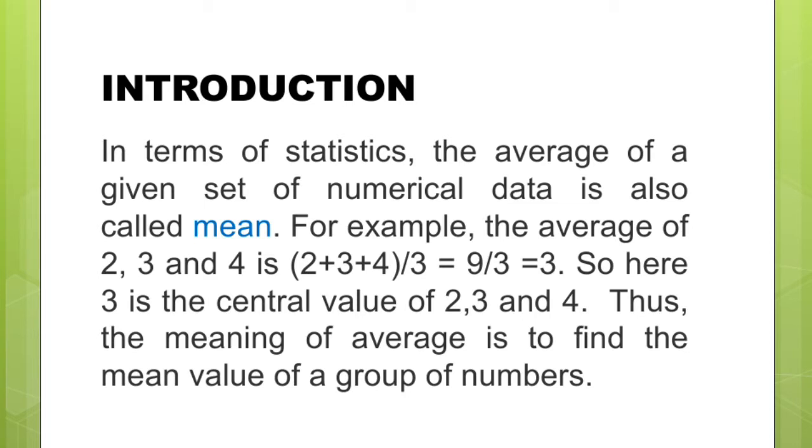In statistics, the average of a given set of numerical data is also called mean. So mean and average are nothing but the same quantities. In mathematics we call it average and in statistics we call it mean. For example, the average or mean of 2, 3 and 4: we add 2, 3 and 4, which gives us 9, and there are 3 numbers, so we divide by 3, so the answer is 3. So here 3 is the central value of 2, 3 and 4. Thus the meaning of average is to find the mean value of a group of numbers.